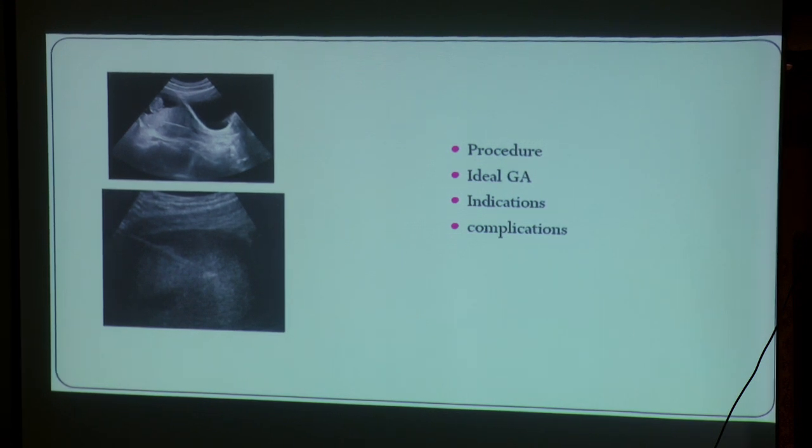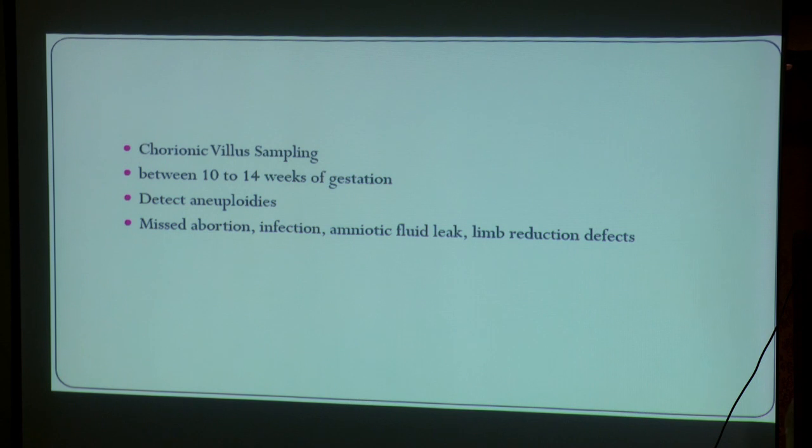Finally, we'll see 2-3 procedures. What is this procedure? What is the ideal gestational age to perform it, what are the indications, and what are the complications? This is chorionic villus sampling. The needle is entering into the placenta. This is the transvaginal approach. This is the transabdominal approach. The tissue is taken from the placenta, and it is mainly done to rule out aneuploidies. The complications will be missed abortion, infection, premature rupture of membranes, and limb reduction defects.